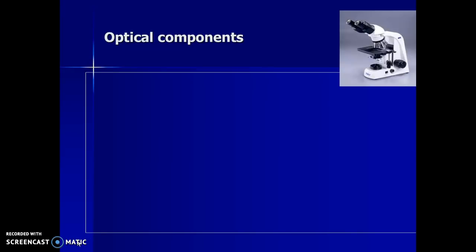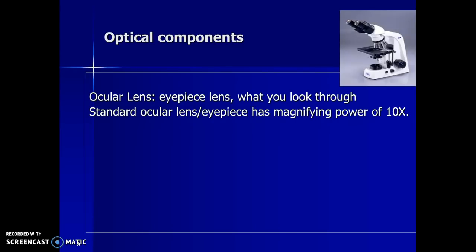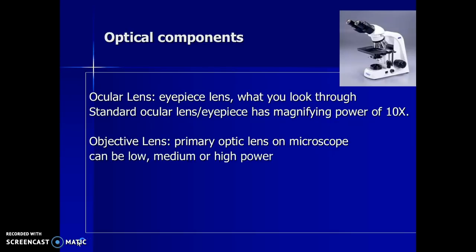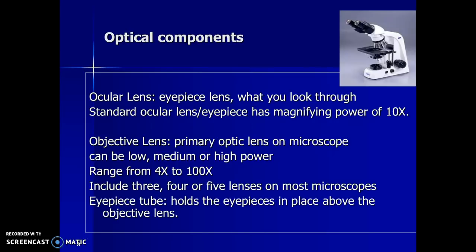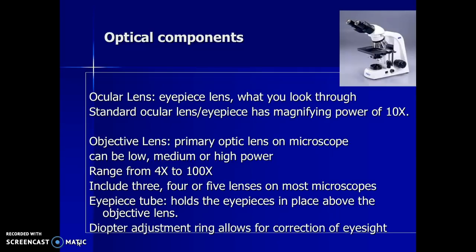The optical components of the microscope are the lenses. The ocular lens or the eyepiece is the lens through which you look at the specimen and has the standard magnification of 10x. Objective lenses are the primary optical lenses that range from 4x to 100x and typically include 3 to 5 lenses. The diopter adjustment ring allows for correction of eyesight.